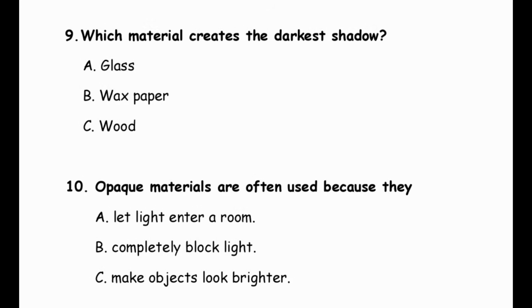Now let's look at the third group, opaque materials. Can anyone tell me what opaque means? Does it mean that light cannot pass through the material? Exactly. Opaque materials block all light. Since no light passes through them, they create dark, clear shadows.